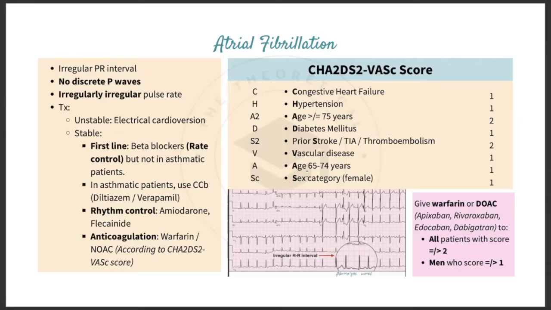So notice here they mentioned age twice. So it depends. If it's more than or equal to 75 years, you give 2 points. If it's 65 to 74, only 1 point. SC, sex category. So if it's a female, 1 point. After you have assessed them, all patients with a score of equal to or more than 2, and men who score equal to or more than 1, you start administering warfarin or DOAC.